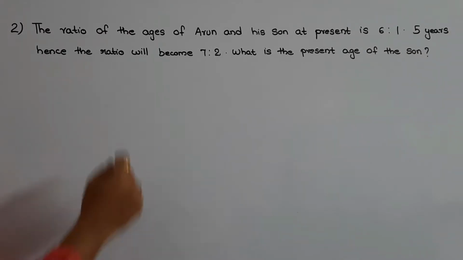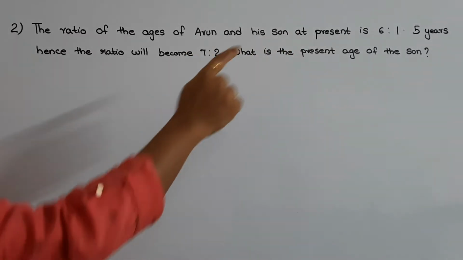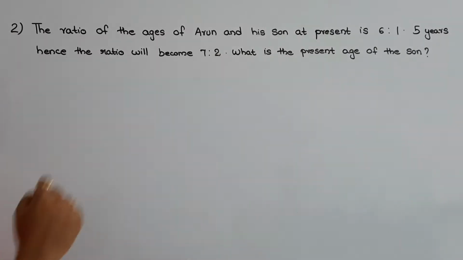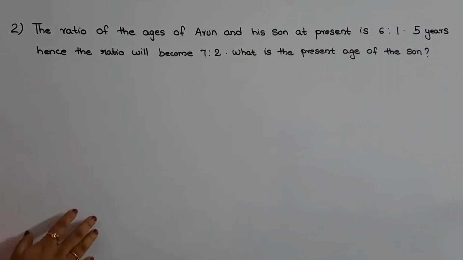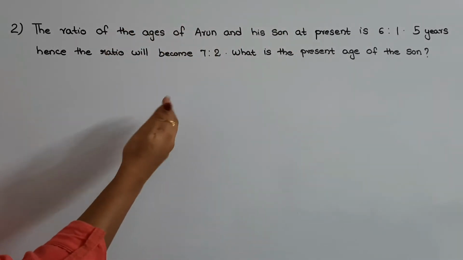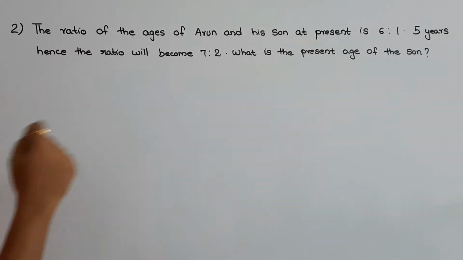The second question is, the ratio of the ages of Arun and his son at present is 6:1. 5 years hence the ratio will become 7:2. What is the present age of the son? So in this question they have given the ratio of the ages of Arun and his son at present. They have also given the ratio of their ages after 5 years. We need to find the present age of the son.